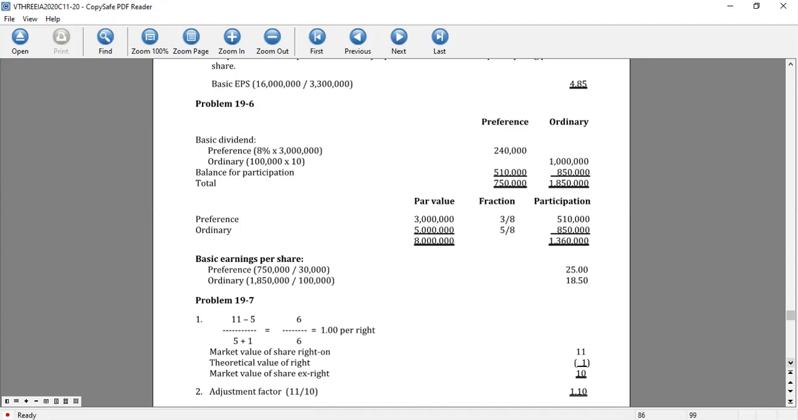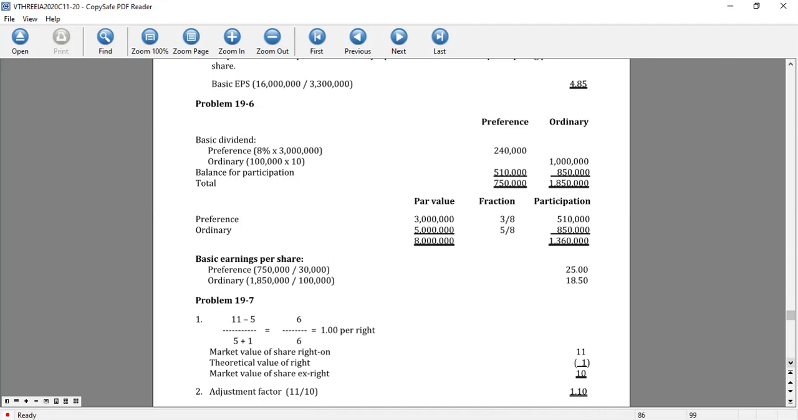So that gives us the total of 750,000 to preference and 1,850,000 to ordinary. We are distributing the net income for the year equal to 2,600,000. That's 2,600,000, and initially we have given to preference 240,000 and to ordinary 1 million.